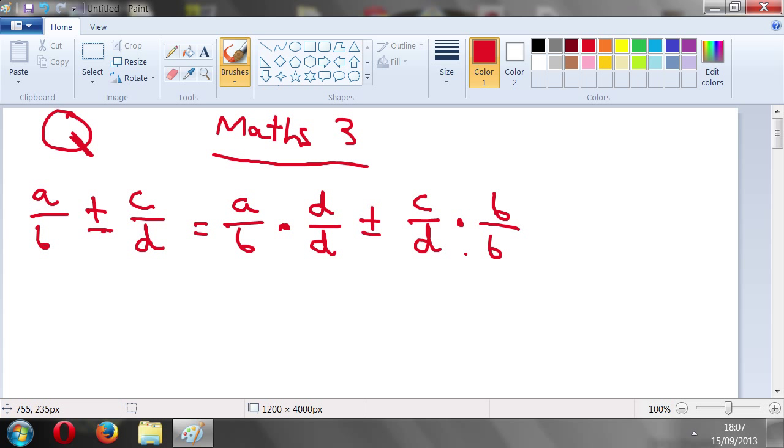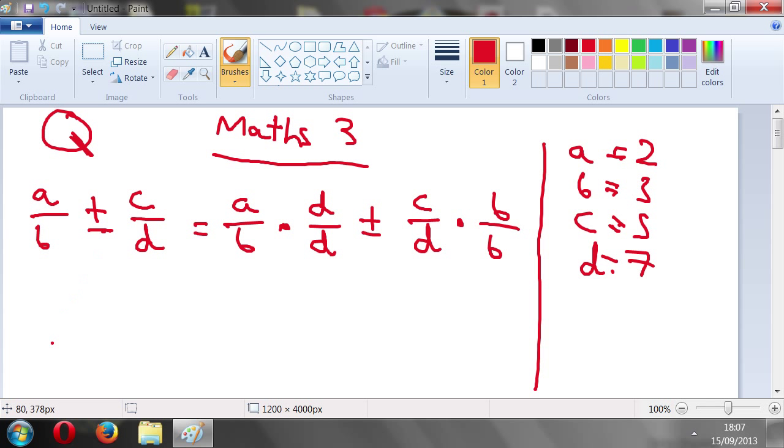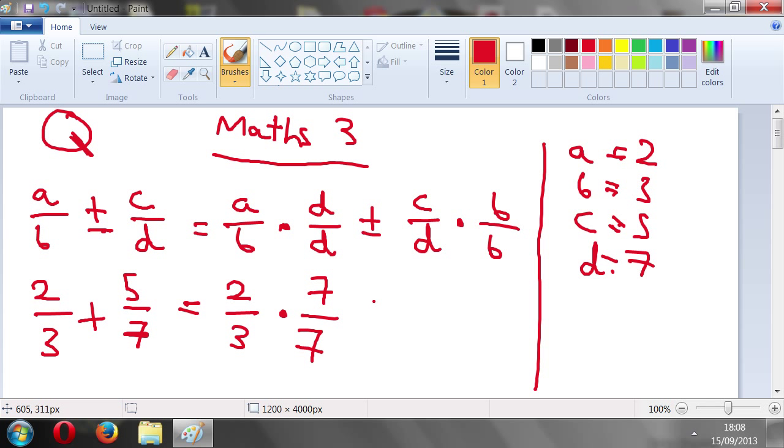So for the sake of it, let's assign some random values here. We'll have 2, 3, 5, 7. Let's do a worked example, and we're just going to say plus for now. So do 2/3 plus 5/7. That's going to be 2/3 times 7 over 7, plus 5/7 times 3 over 3. So that is how it's going to work.